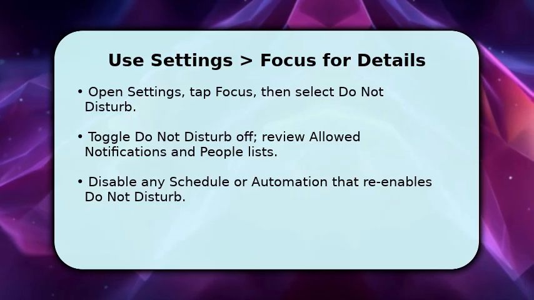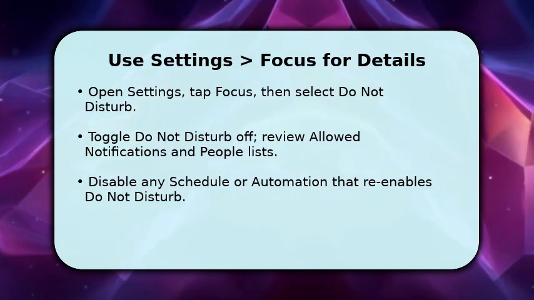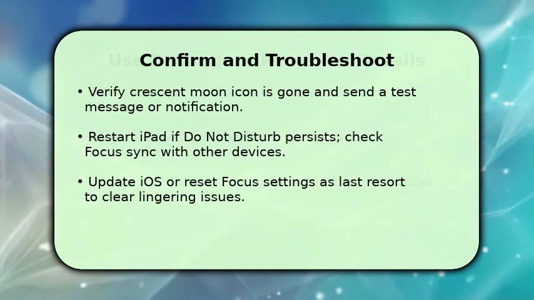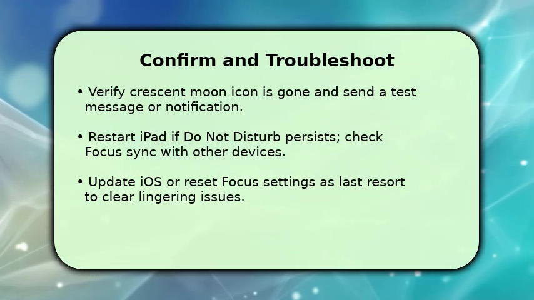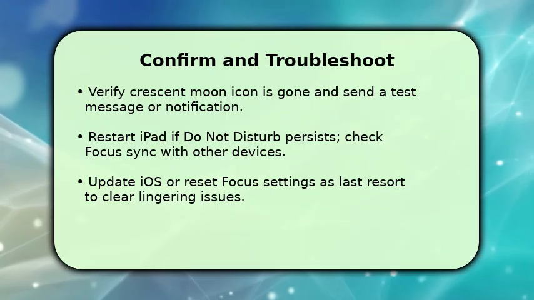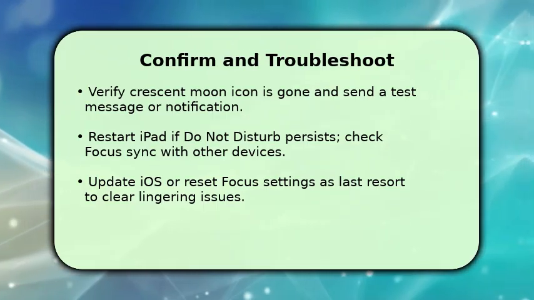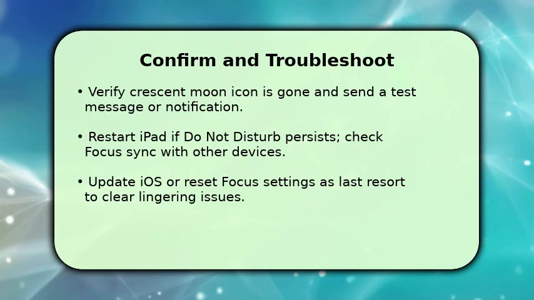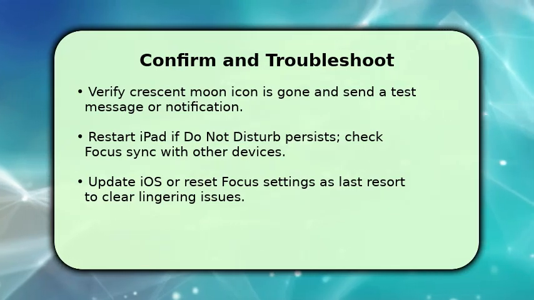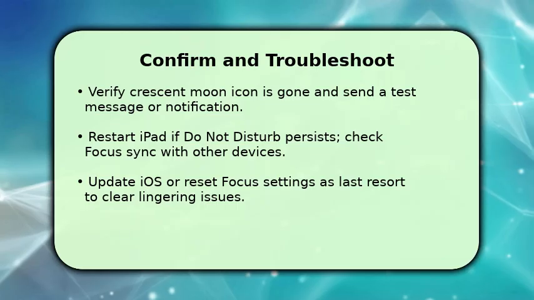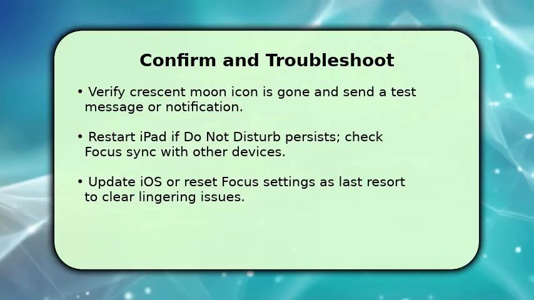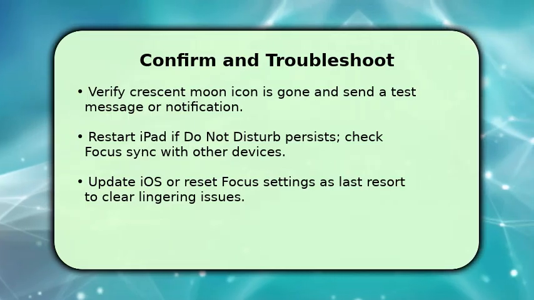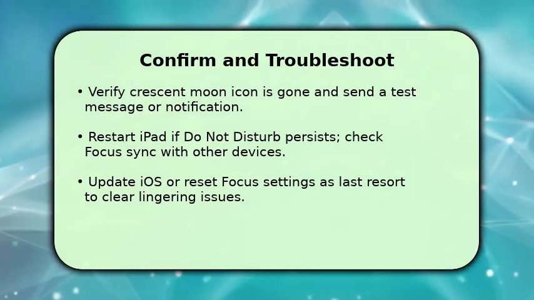This prevents surprises. Finally, confirm Do Not Disturb is off by checking the status icon and sending a quick test message or notification. Make sure alerts arrive. If the crescent moon remains or notifications still block, restart the iPad to clear temporary glitches. Also make sure focus syncing isn't turning it back on from another device. Sign out of or adjust focus sync in settings if needed. If problems persist, update iOS or reset focus.